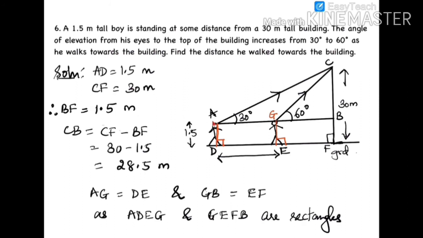So I'm going to redraw this figure with only the upper part of this figure. That means I will minus the height of the boy from this figure. I have redrawn the figure minus the height of the boy, but I have incorporated this difference in the height of the building. Now what do we have to find out? The distance that the boy moves from the previous position to the new position. That means we have to find AG.